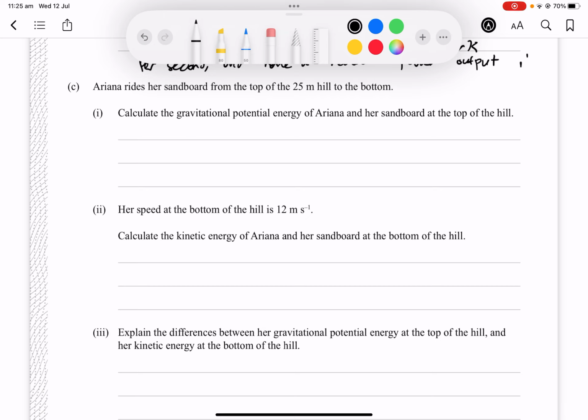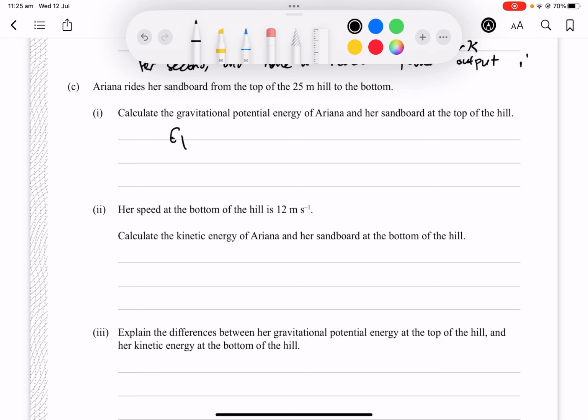And of course, this is assuming that we have no losses to heat. In reality, Ariana might be sweating, and there might be some energy losses due to friction. So in reality, they're not going to be exactly equal. However, in the ideal case, we're going to assume that the work done or the amount of work output of Ariana is going to be equal to the amount of gravitational potential energy that she gains.